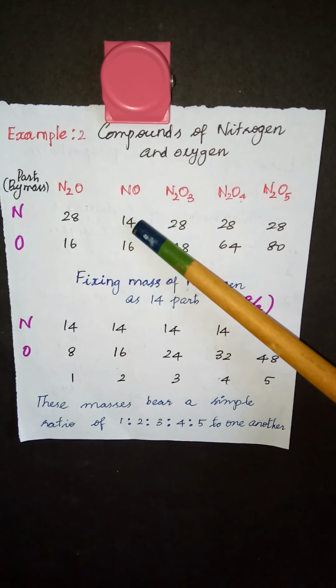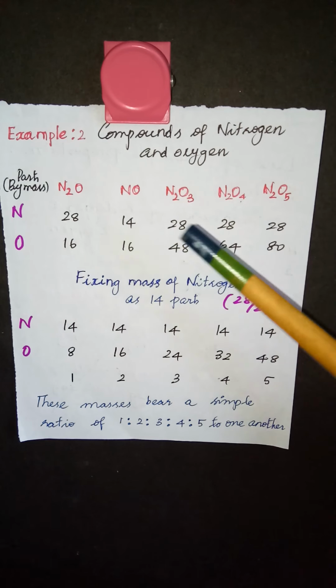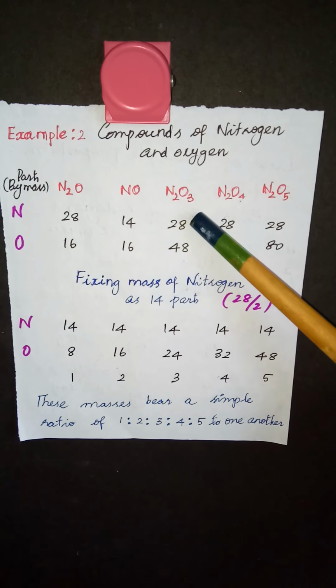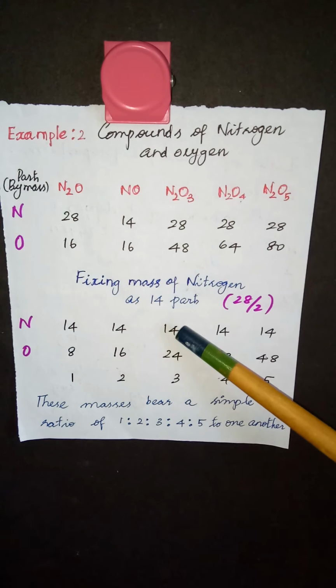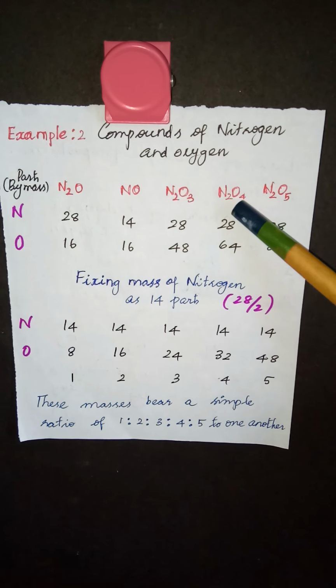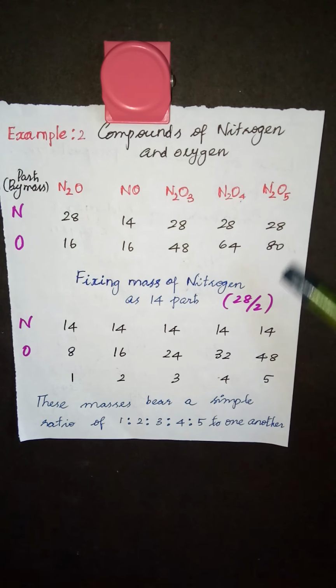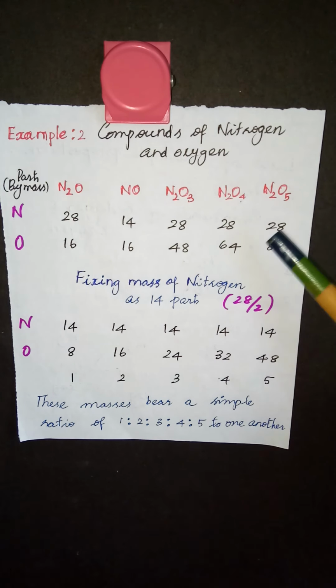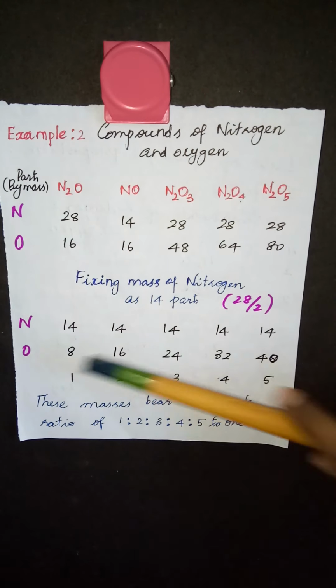Now take this. This is already 14, so no problem. Write it as such, 14 and 16 oxygen's mass. Now here it is 28. Again divide this by 2. You have to divide this also by 2. So you are getting 14, 24. Divide by 2, divide 64 by 2. So 14 and 32. Divide by 2, 14, and divide this value by 2. You are getting 40 oxygen.